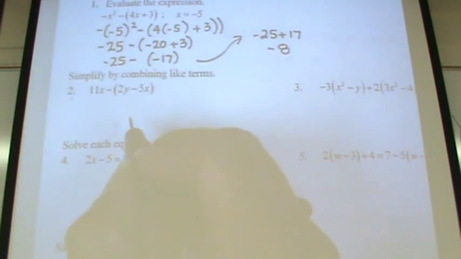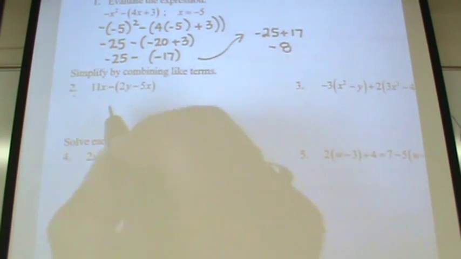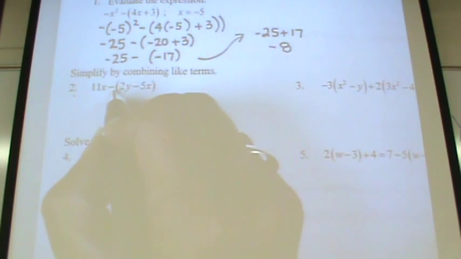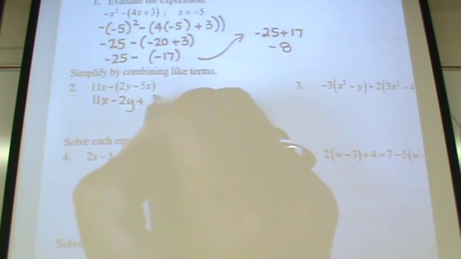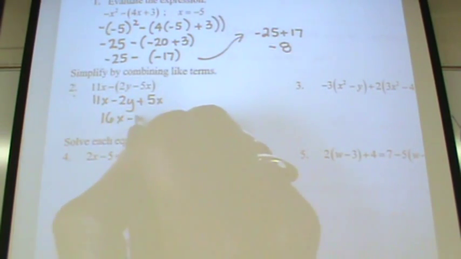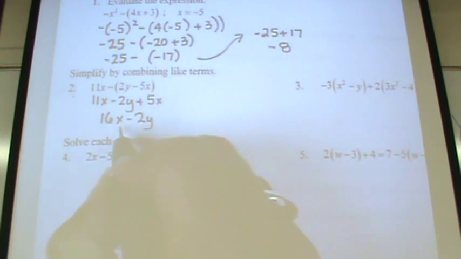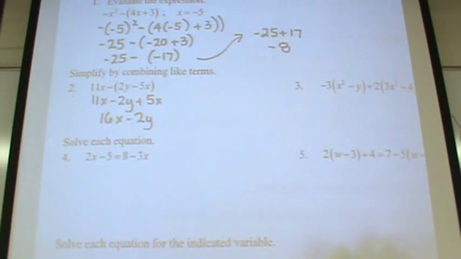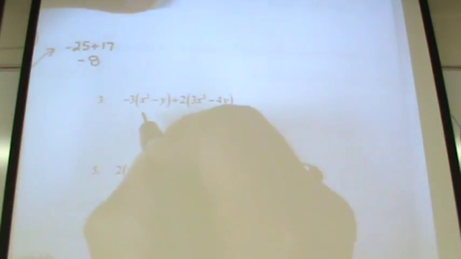Number 2, you're going to simplify this by combining like terms. You have a negative in front of the parentheses, so you're going to distribute the negative. This is 11x minus 2y plus 5x. The like terms are the 11x and the 5x. You get 16x minus 2y. Make sure you alphabetize: x comes before y. That's the preferred answer. Number 3, you have to use the distributive property.